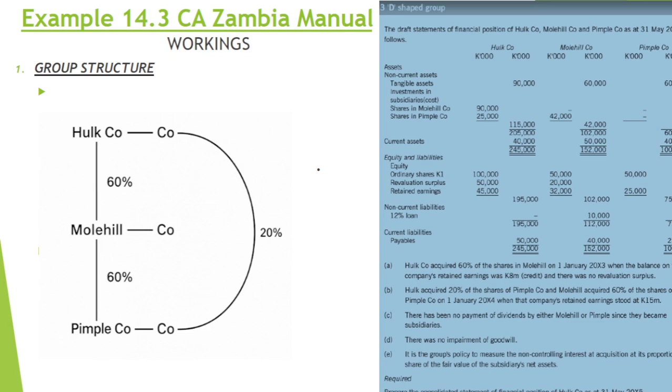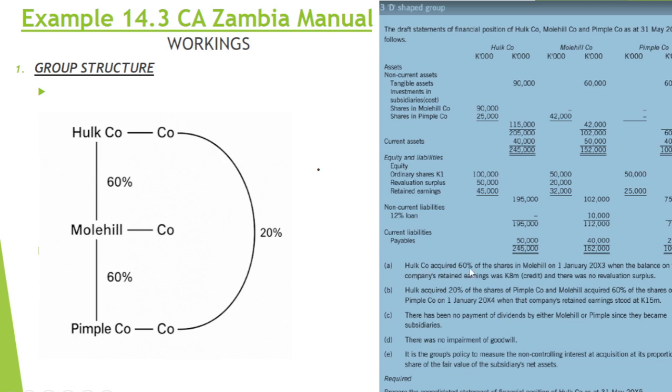So we have this example with us here, and it reads: the draft statements of financial position of Hook company, Mohill company, and Pimpo company as at 1st May 2015 are as follows. We are given that data there, as you can see: non-current assets, current assets, equity and liabilities, non-current liabilities, current liabilities. We've also been given these notes to help us work out this question.